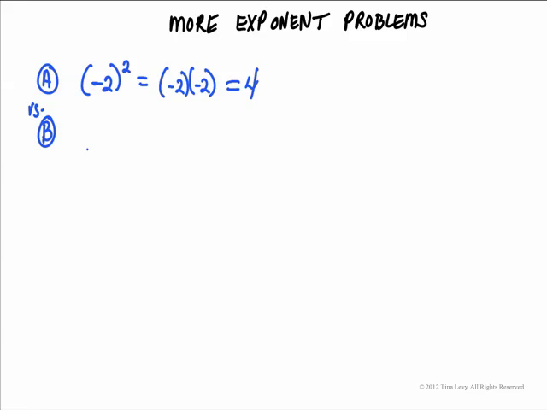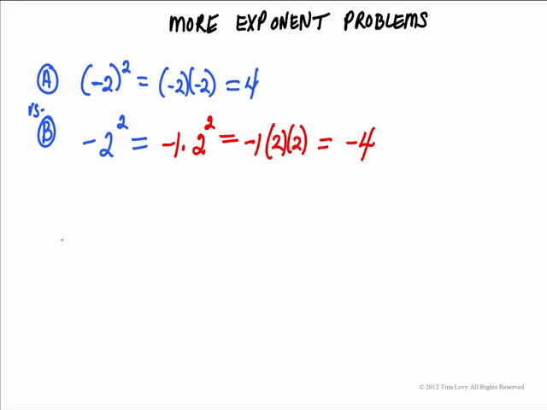But suppose I write not the -2 in parentheses, but I write -2 squared. This problem is really like saying -1 times 2 squared. So by order of operations, we do the square first, 2 times 2, then times the -1. So it's -1 times 2 times 2. So this answer would be -4.